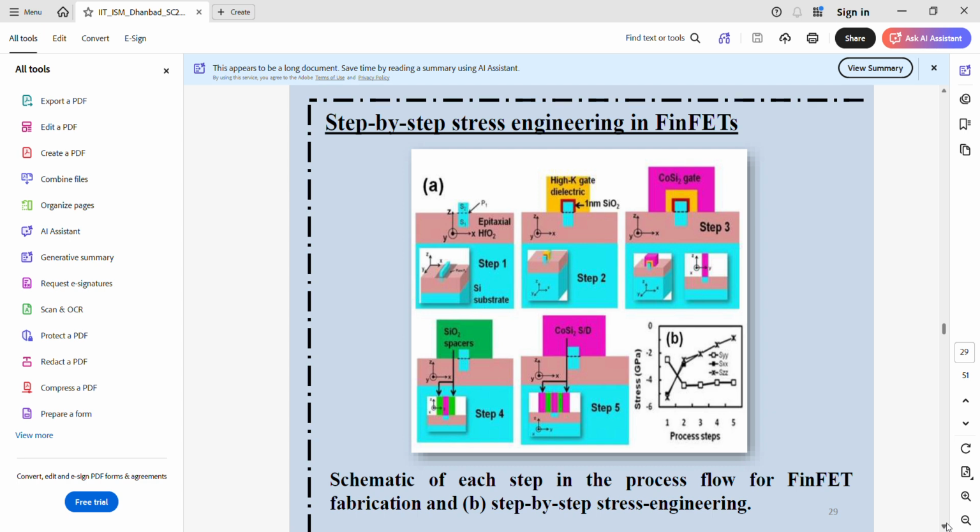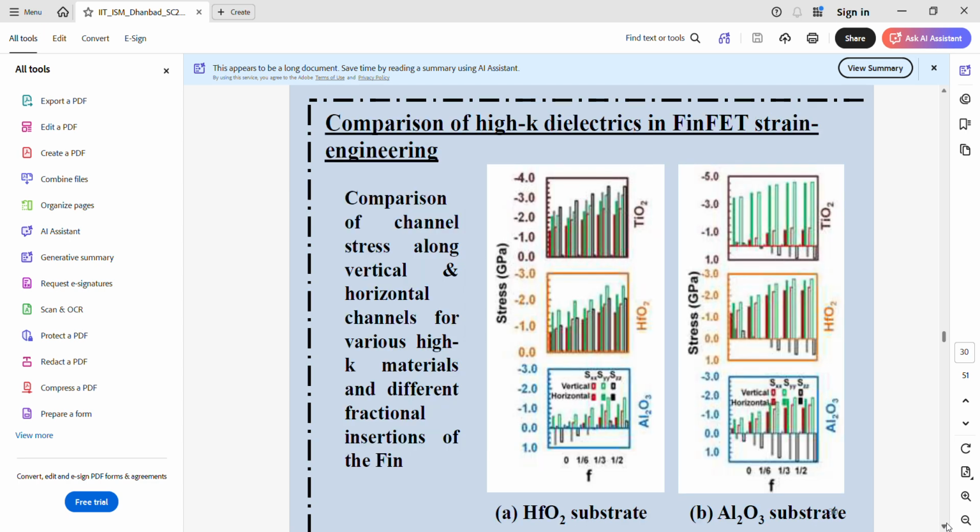Same again, first only the fin embedded in the insulator, then 1 nanometer silicon dioxide high-K gate dielectric, then sidewall spacers and cobalt silicide source drain contacts.